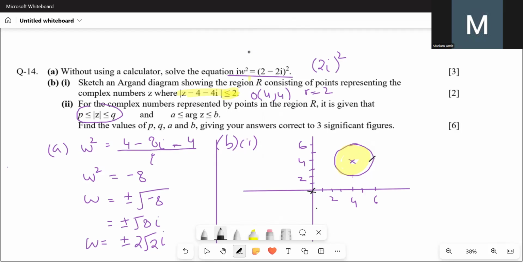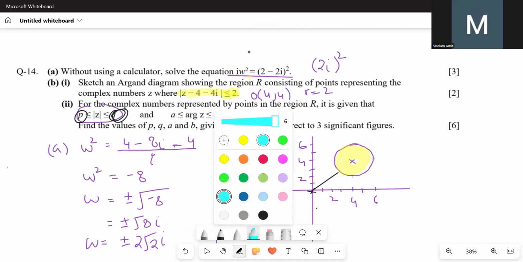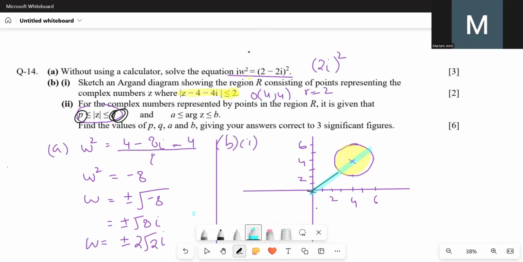Now we have to find the maximum possible modulus we can find in the yellow region and the minimum possible modulus. Now, minimum possible modulus is going to be this line, and the maximum possible modulus is going to be, in fact, this line. So we have to find both these lengths. Let's start with the black one. For the black one, we know that this length starting from the center all the way till origin is going to be square root of 4 square plus 4 square, because this is 4 and this is 4.